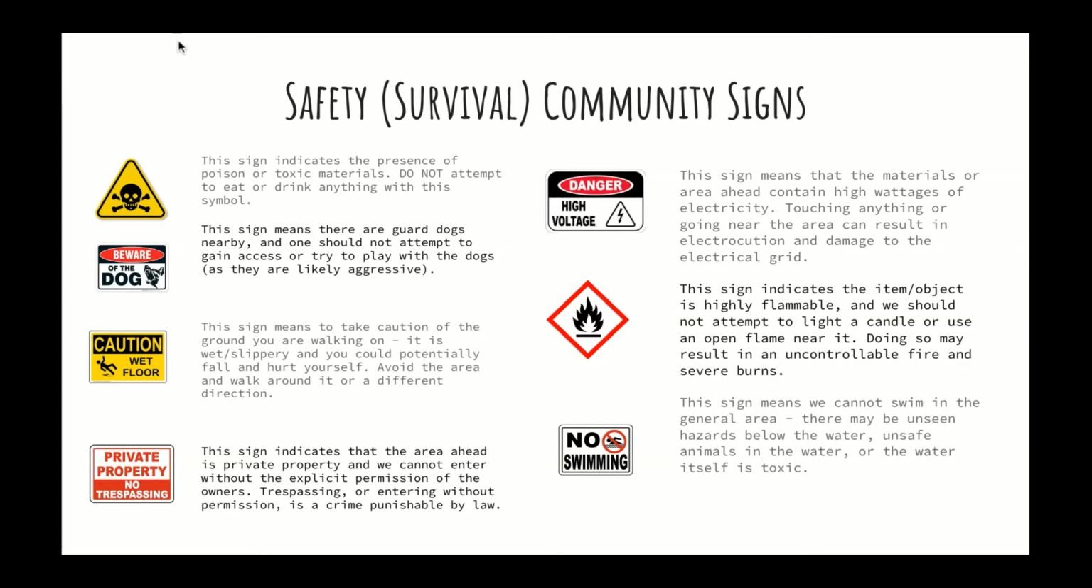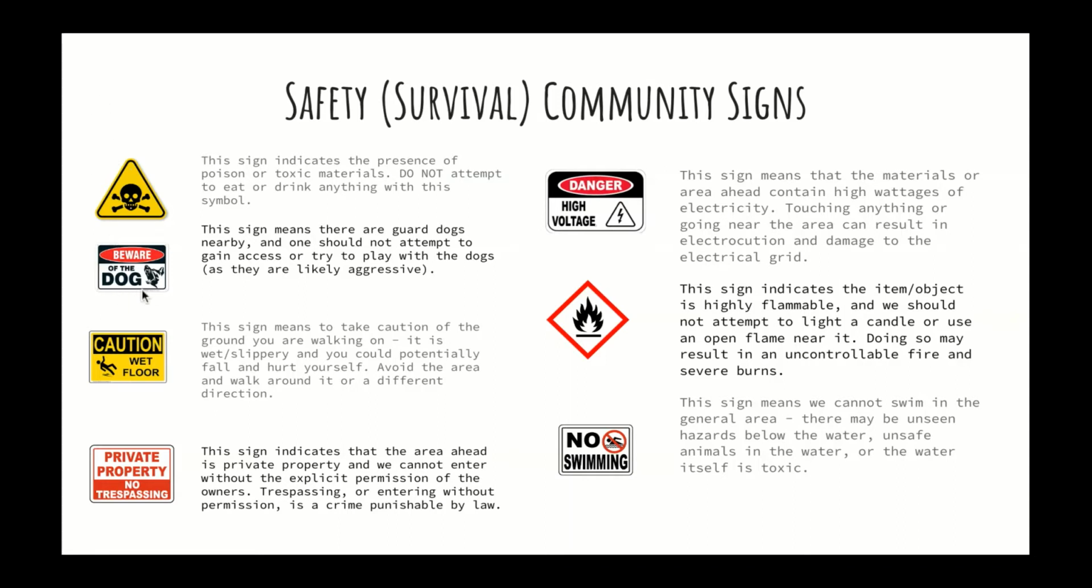So this first sign on the top left is the poison sign. It indicates the presence of poison or toxic materials. So when you see this sign, do not attempt to eat or drink anything that has this symbol on it, because it means that you will get sick, that you will need to call the Poison Control Center, and that you will likely need to go to the hospital for treatment.